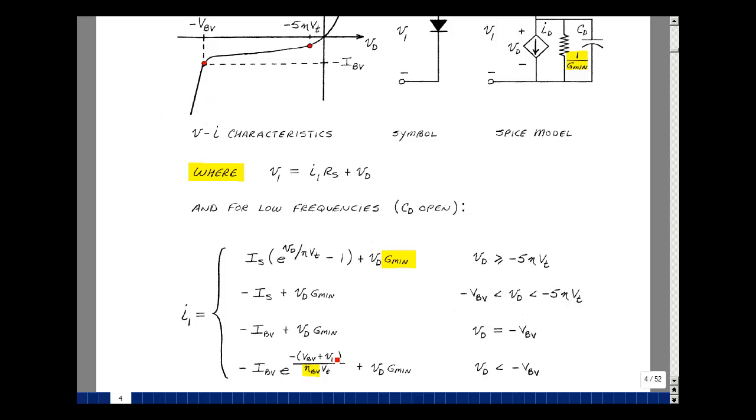When the value of V sub D is equal to the breakover voltage, in other words, V sub D is a negative number and this is a positive number, we get 0 here, and you get minus this times e to the 0, which is 1, plus this, which gives us this point right here. So we do have continuity in our equations. But these are the equations that are in the PSpice program, but not necessarily in the SPICE program.